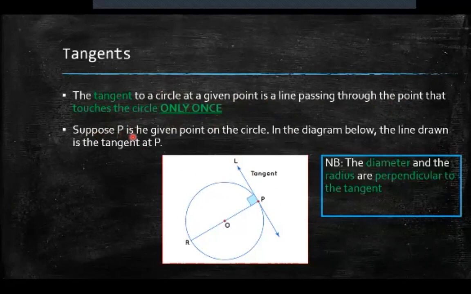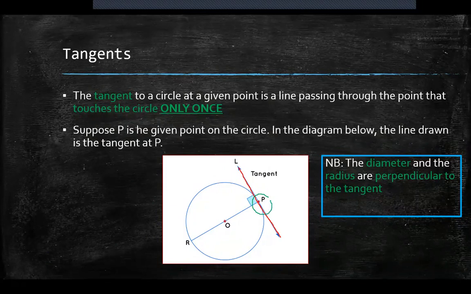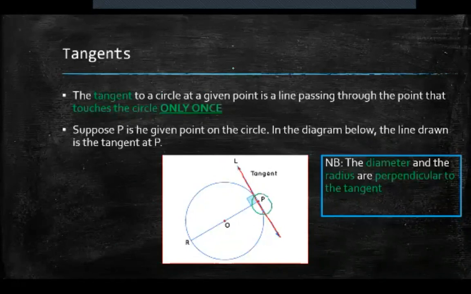So in this case, suppose P is a given point on the circle. In the diagram below, the line drawn is a tangent at P. So this is P here. On this line, let me just highlight it in red. This line is the tangent. And notice it only touches the circle at this point P. That's something you need to remember. A tangent touches the circle only once.